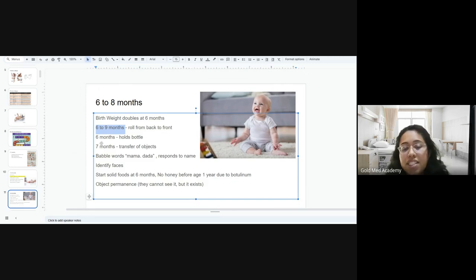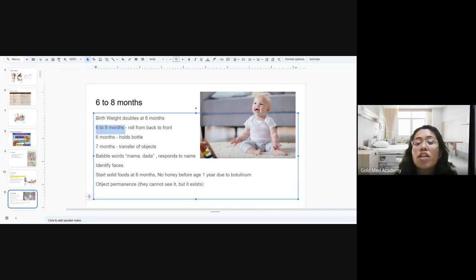Okay. At 6 months, they're able to hold a bottle. So if you give them a bottle, they're able to sort of grasp it and hold it. And at 7 months, they're able to even transfer objects. So if you give them one object, they're able to what we call cross midline, the center of your body, and they're able to cross over and do things like that. Okay, transfer object from one hand to another, all of these things. Remember, they can sort of babble mama, dada, and they're able to respond to some names. Okay, they identify faces. They know that lady is their mom and that man might be their father.